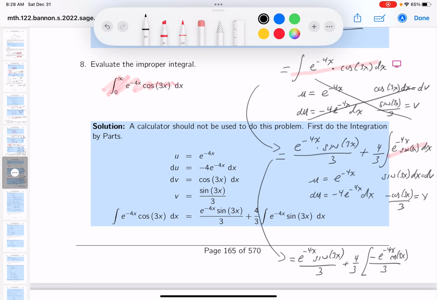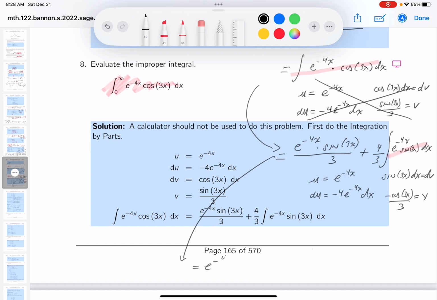over 3, and then minus, I'm kind of running out of room, so I'm gonna back up, and I realize this is going to take a little more space than I'm giving it, all right? Put it over here. So let's write this down. Equals e to the minus 4x sine 3x over 3 plus 4/3. We're using integration by parts. It's going to be minus e to the minus 4x cosine 3x over 3 minus, let's put this down carefully.